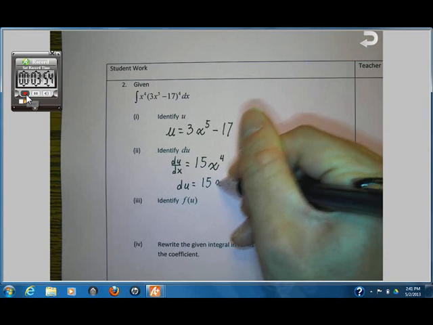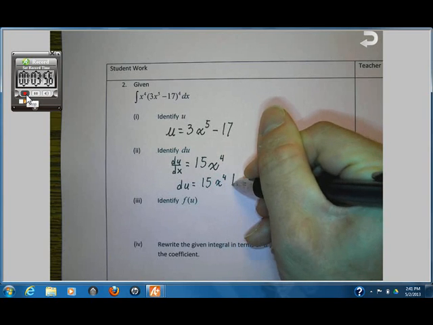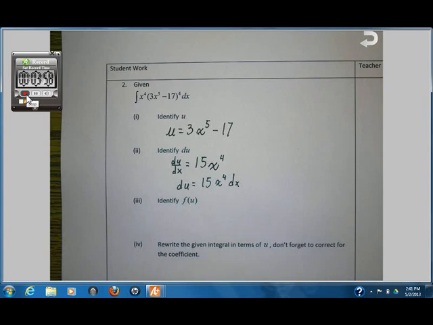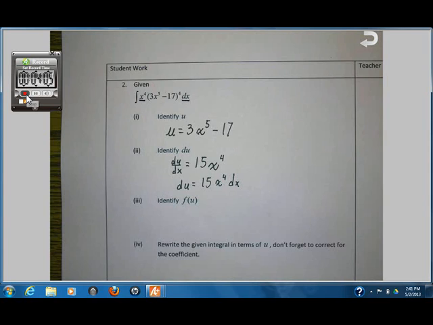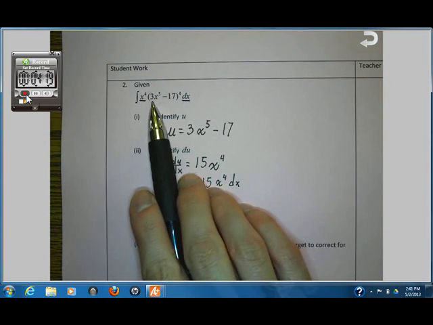Now, you will notice we have the dx. You will notice we have the x to the 4th. What do we not have? Coefficient 15. Now, you will address that, but you won't address it in step 3. You address that in step 4. Step 3, I only asked you to tell me what's happening to the u. Well, what's happening to the u? It's being set to what power? 4th. So for step 3, you have f of u is equal to u to the 4th.